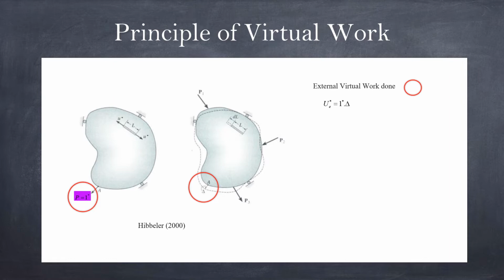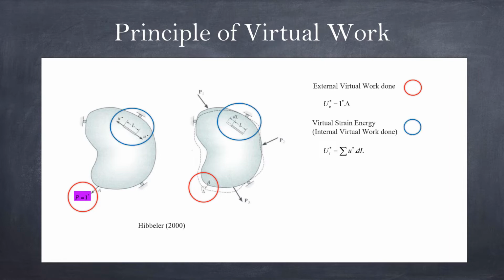We have a load, a virtual load, and then it moves, and then we calculate the work done with the movement in the same line as the force, right? That is what I highlighted in a red circle. The second term we have to look at here is the strain energy, right? In this case, I will put it in the blue circle, right?